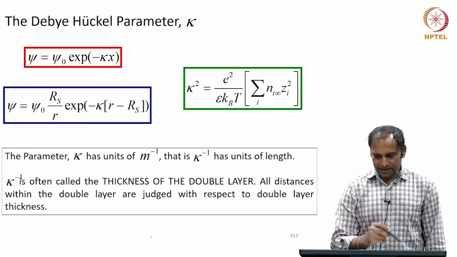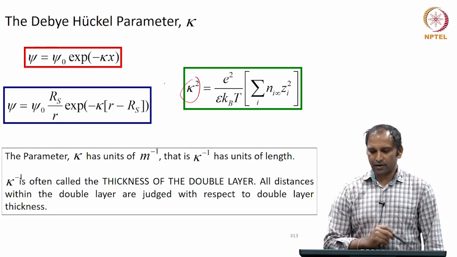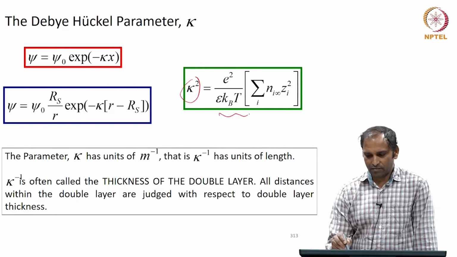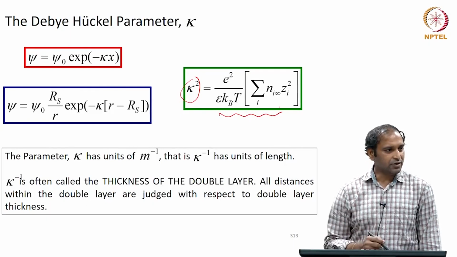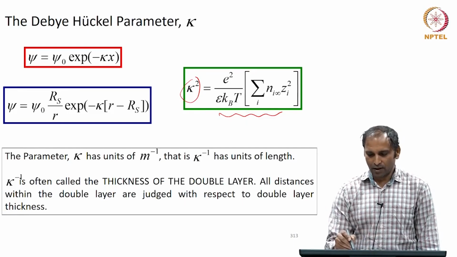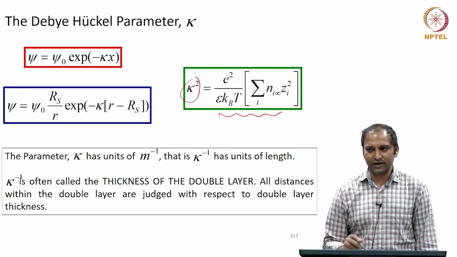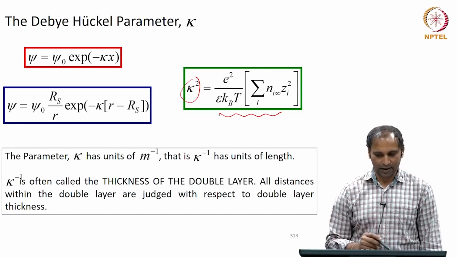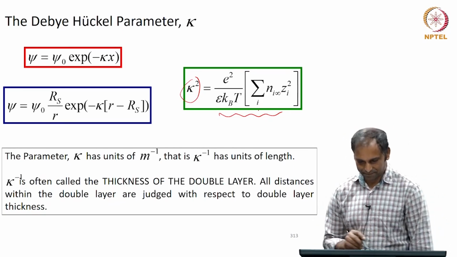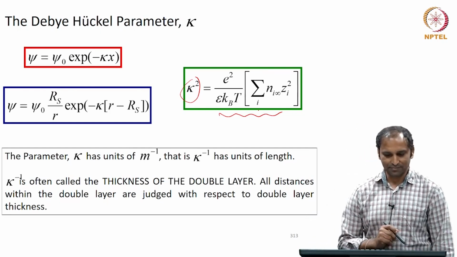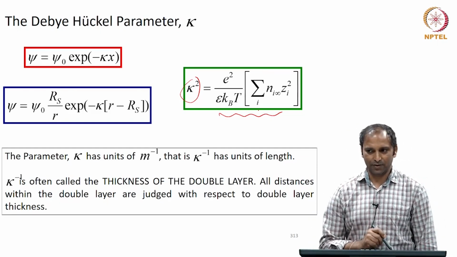Now, in these expressions, this kappa square, as it turns out during the simplification, comes out as e square divided by epsilon kBT multiplied by the summation over i of n_i infinity z_i square. Let us look at what is the unit of kappa. What do you think is the unit of kappa?